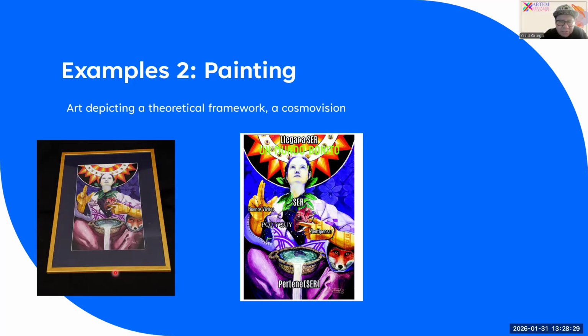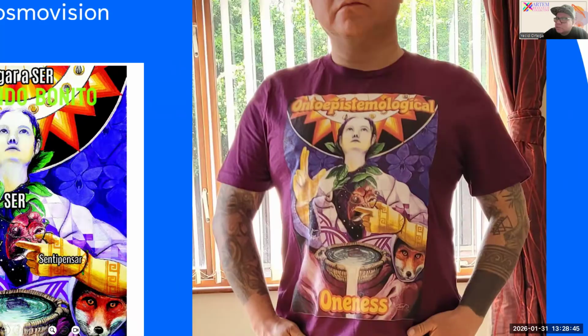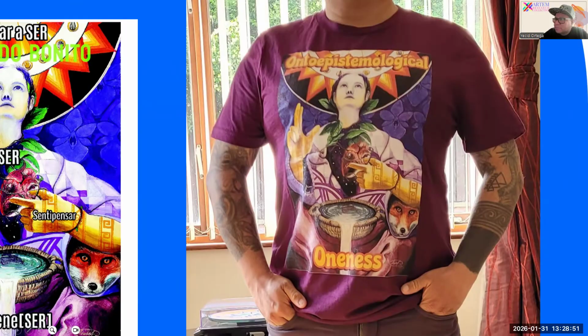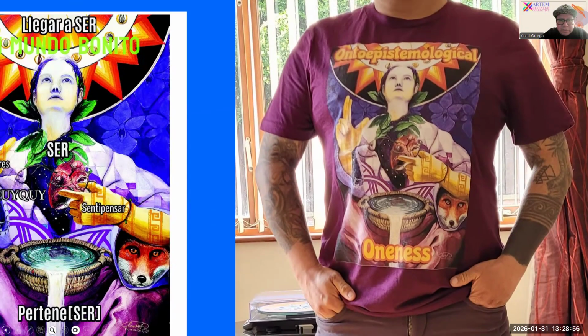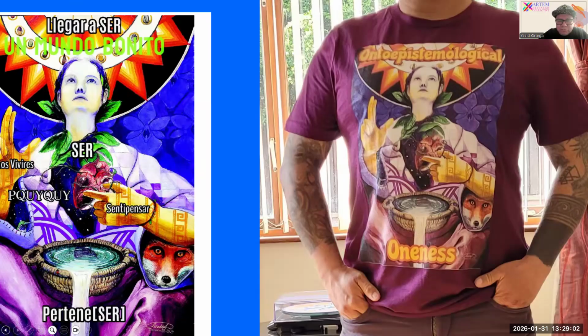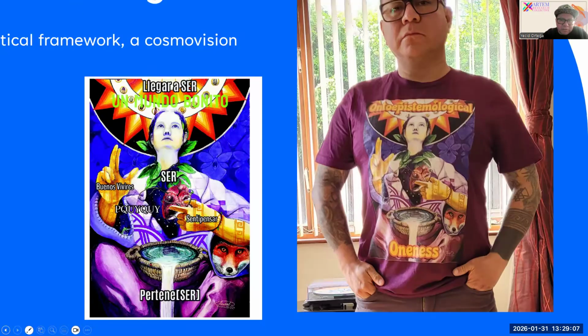But not only that, because I also like playing around with this media, I created a t-shirt that you can wear as well. You can see in the t-shirt here how the ontoepistemological oneness is depicted, and how you translate the original painting into the framework, but also into a t-shirt that describes your work. So in other words, you are embodying your own framework, so to speak.